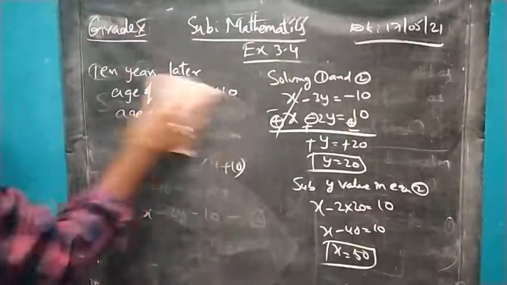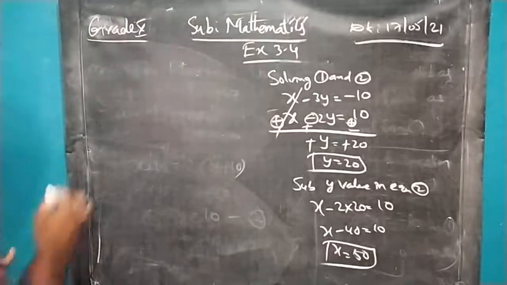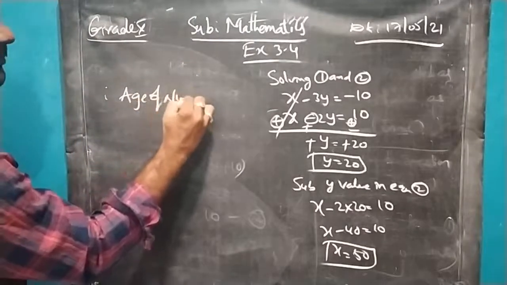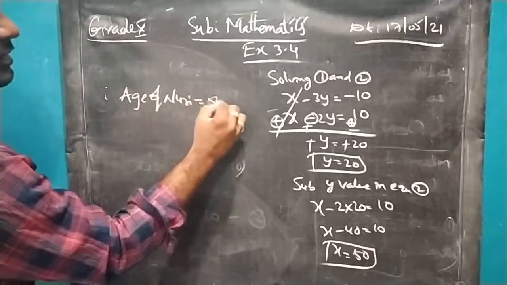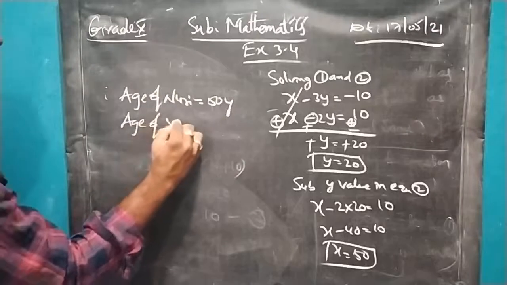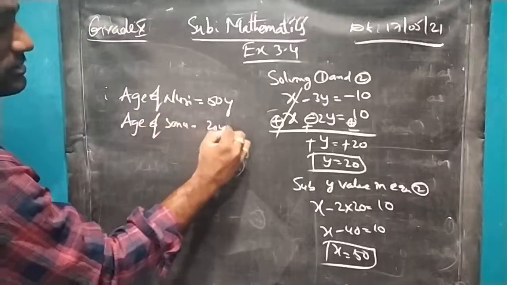So the final statement. Therefore, age of Nuri is 50 years. Age of Sonu is 20 years.